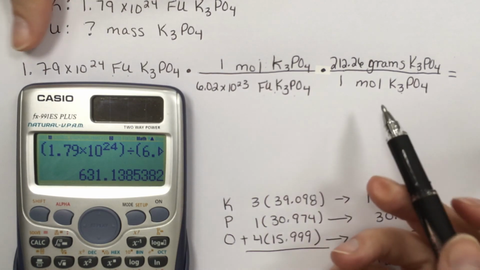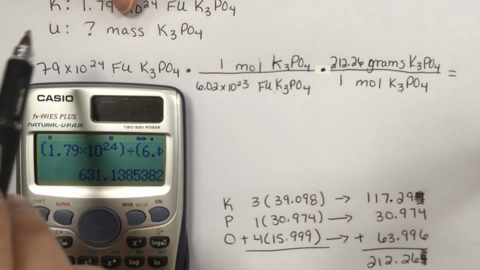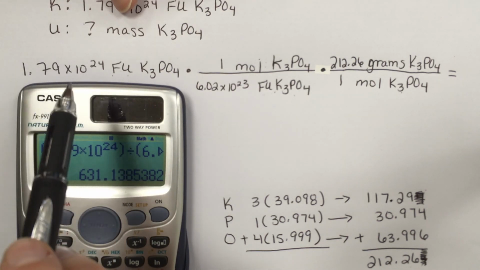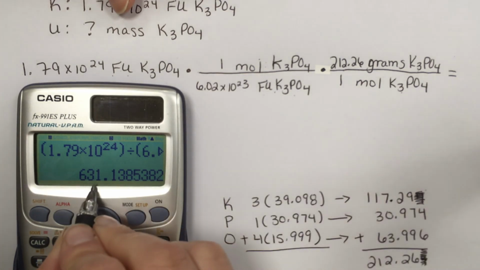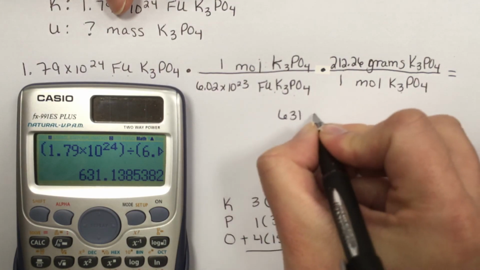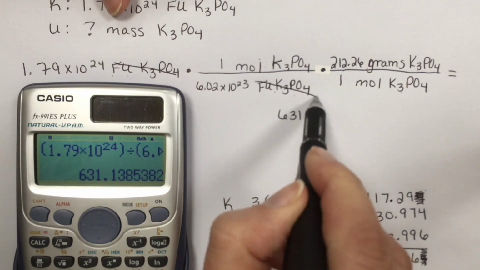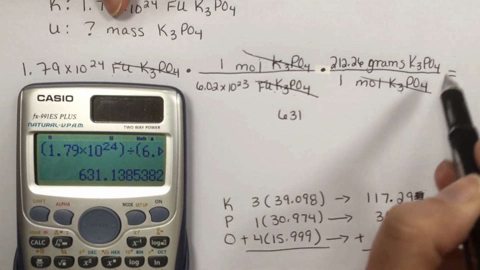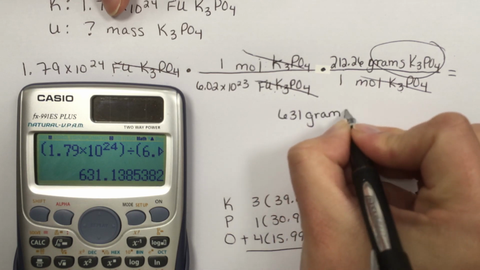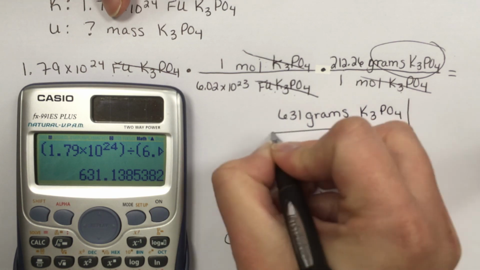So the answer, with regards to your significant figures, remember at the beginning of the year, we just always look at this one, and that's what we go by. So there are 3 significant figures here. So we're going to round to 3 significant figures, which is 631. These units cancel, and we're left with these units. So 631 grams of potassium phosphate. And that's our answer.